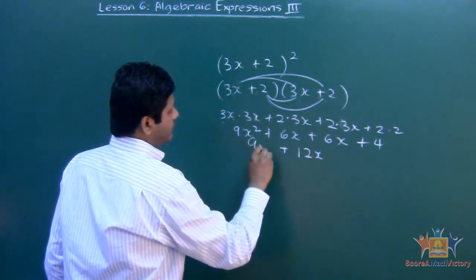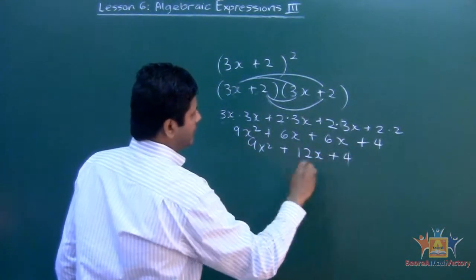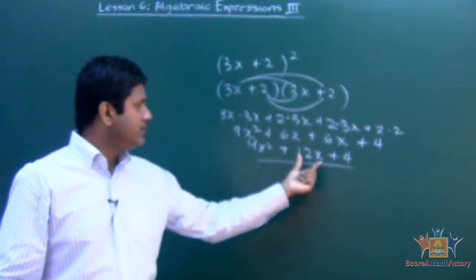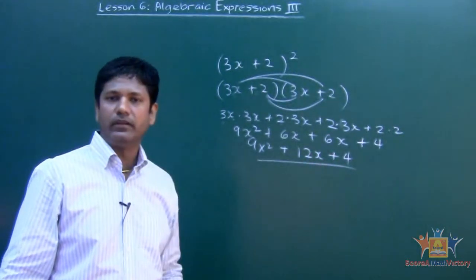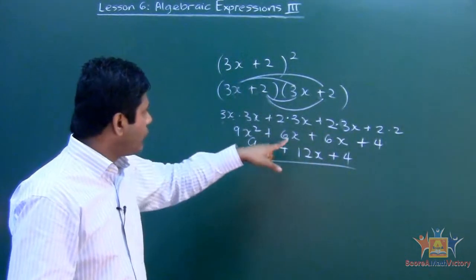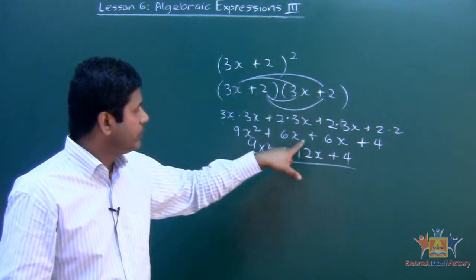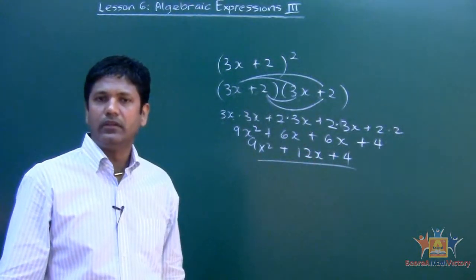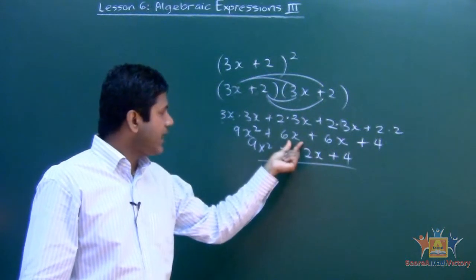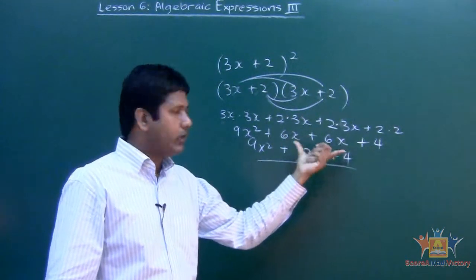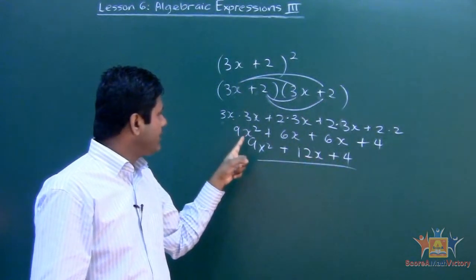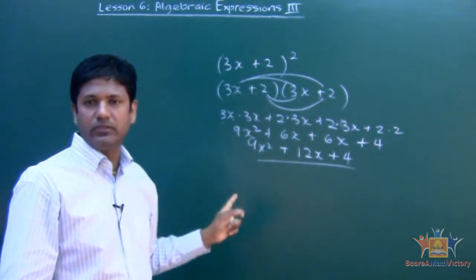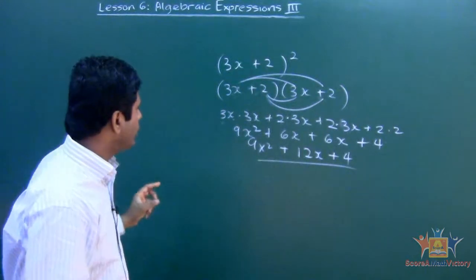So I rewrite the rest. And I cannot combine anymore because this is a different term, and this one's different, and this one's different. As long as they're the same terms, you can add them. 6x plus 6x makes it 12x, because this x is x. You can combine them, but you cannot combine with 9x squared and 6x because they're two different terms. Good, let's do another one.